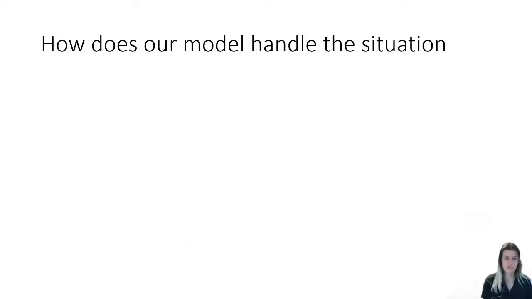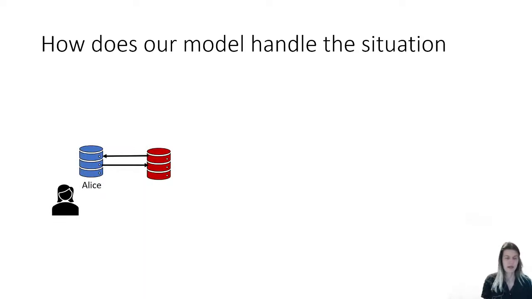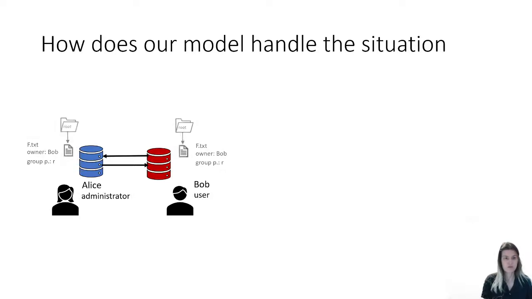In the beginning of our presentation, we posed the following question: how should the following conflict be resolved in order to preserve security? We had a distributed file system with two replicas and two users, Alice and Bob. Alice is working on the left replica and Bob on the right one. Alice is furthermore an administrator and Bob is a user. File root/f.text with owner Bob and group permissions set to read only exists. Alice changes the group permissions of the file to read and write, and Bob to none.